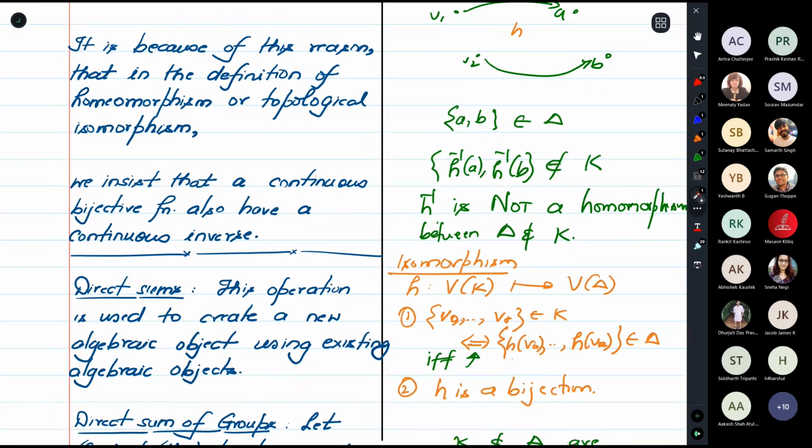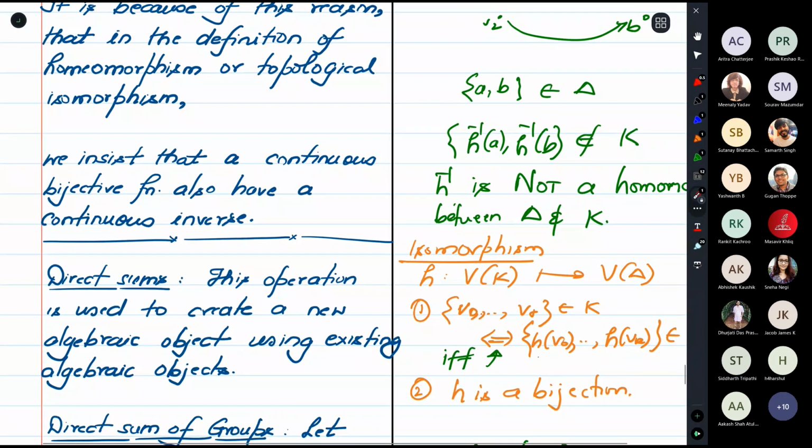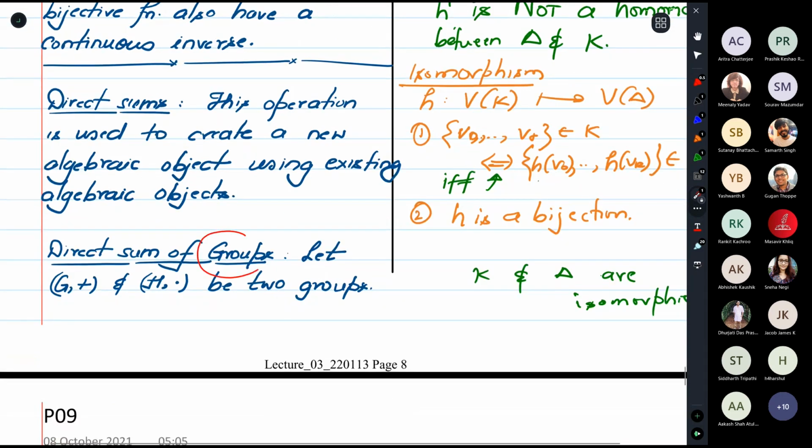the day, which is that of direct sums. So what is the direct sum? First, let's try to understand why this idea of direct sum is needed. The idea of direct sum is needed because it is useful to create new algebraic objects using existing algebraic objects. If you had some existing algebraic object and you wanted to create something using that, such that some similar properties hold true in the new object as well, then you make use of this concept of direct sum. So let me explain this in the context of groups, and one can similarly define it in the context of vector spaces as well.